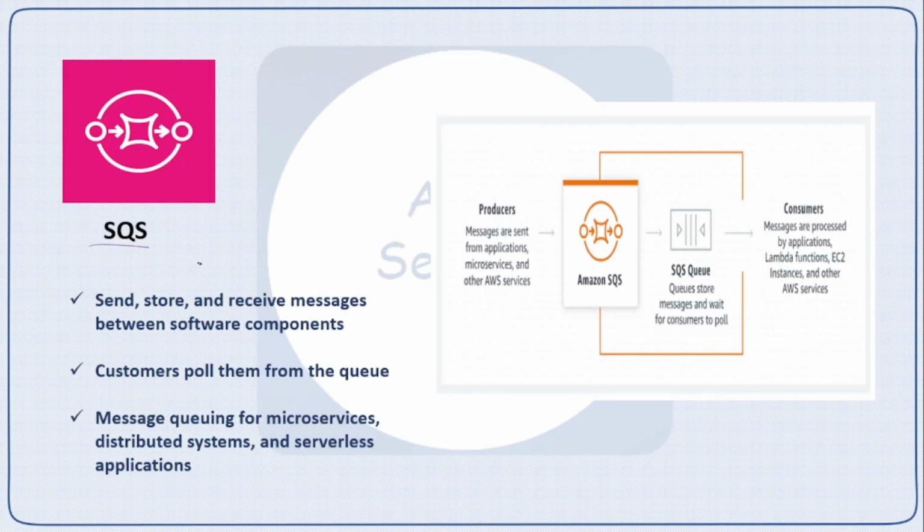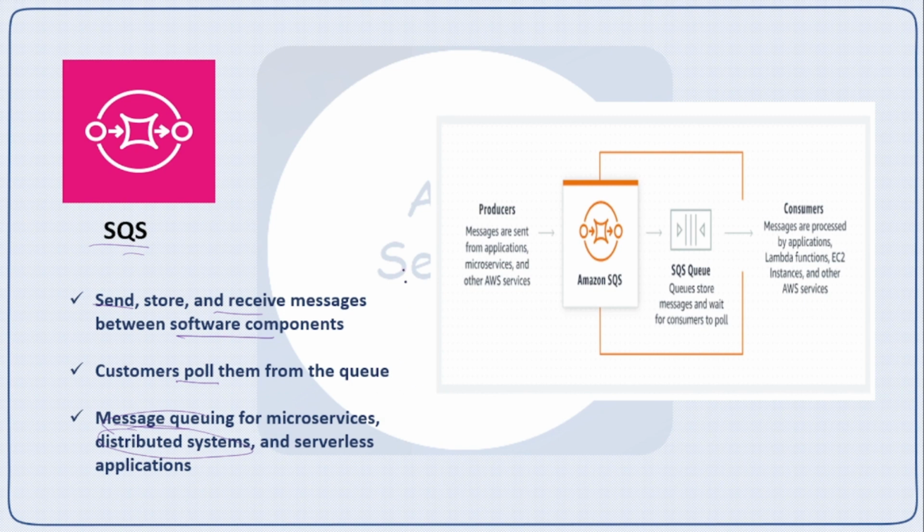Next is SQS. This is Simple Queue Service. It is used to send, store, and receive messages between software components. So it is a queuing service, and it works on a poll mechanism. SNS works on push. You have to poll the SQS to retrieve the message, and it is a message queuing for microservices, and it is very much used for distributed systems.